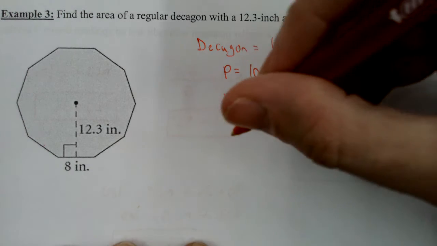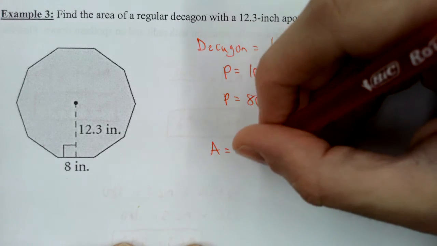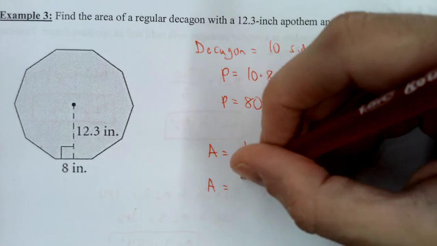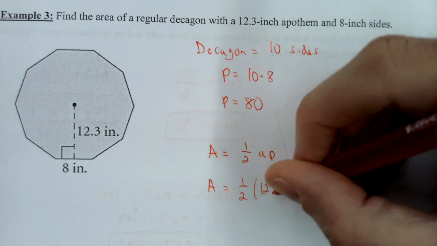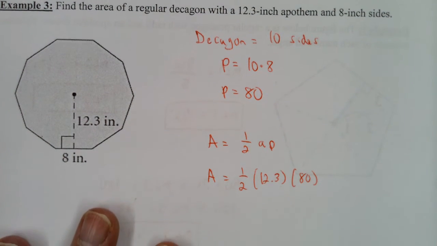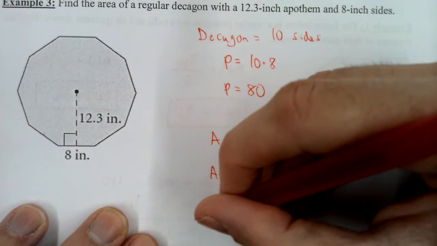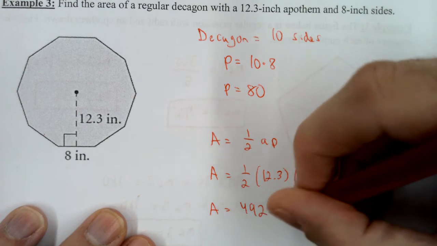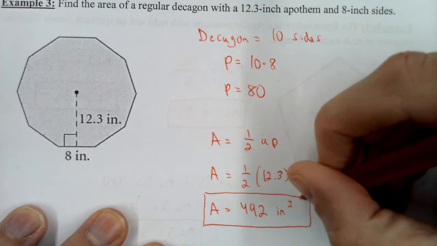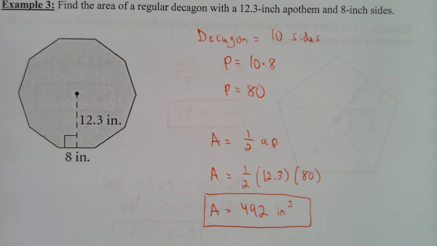So now to get the area equals 1/2 times the apothem times the perimeter. The apothem is 12.3 and the perimeter is 80. Multiply those, you get 492 inches squared. One more easy type, and then we'll get to some hard ones.